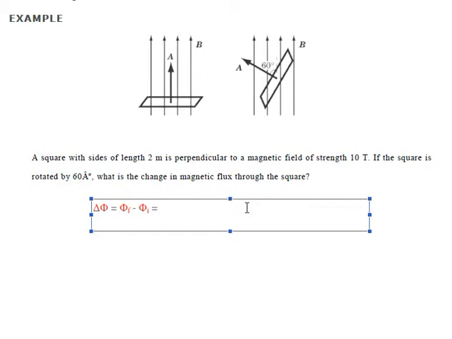Remember, our general equation for magnetic flux is B times A times cosine theta. So what's changing here? Is B changing? No, B stays the same through both. Is the area changing? No, we have a pretty fixed square. The sides are always 2 meters. So the thing that's changing here is theta. So I'm going to call this BA cosine theta F minus BA cosine theta I.